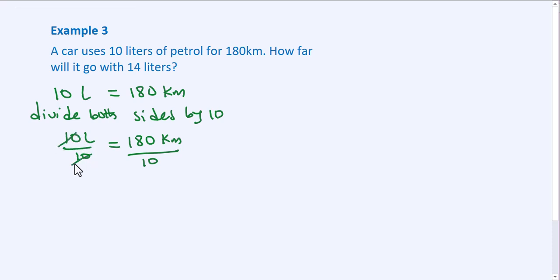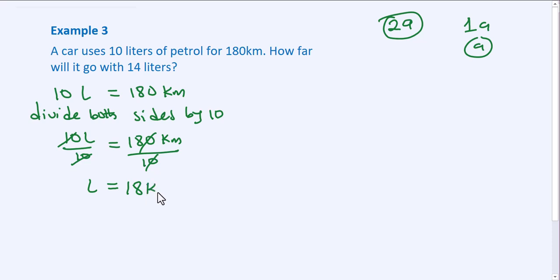So 10 cancels 10. So it means that 1L is equal to, remember, when we just have L, it's the same thing as 1L in algebra. What I mean is that if I have 2A, this is 2A. There's nothing like 1A. It's just simply A. A is just simply 1A. So this is 1L. So it simply means that 1L is equal to, this 0 cancels out. So 18 over 1 is the same thing as 18, because any number divided by 1 is that number. So that's 18 kilometers. So 1 liter can carry us for 18 kilometers.